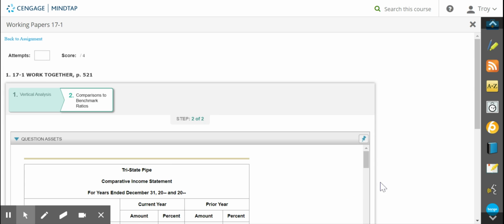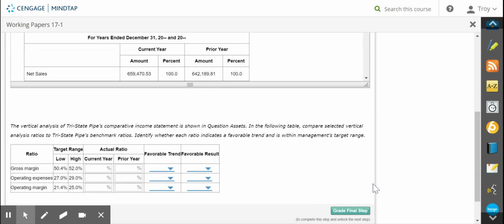All right, then we have over here, I probably should read the directions. Complete each vertical analysis ratio to Tri-State's pipes target range. Identify whether each ratio indicates a favorable or unfavorable result. Oh, and if you had your book, it gives you all kinds of stuff about favorable and unfavorable. And those would be on page 518. I don't remember if I have those in your vocab or not. Maybe I should add them if I don't.